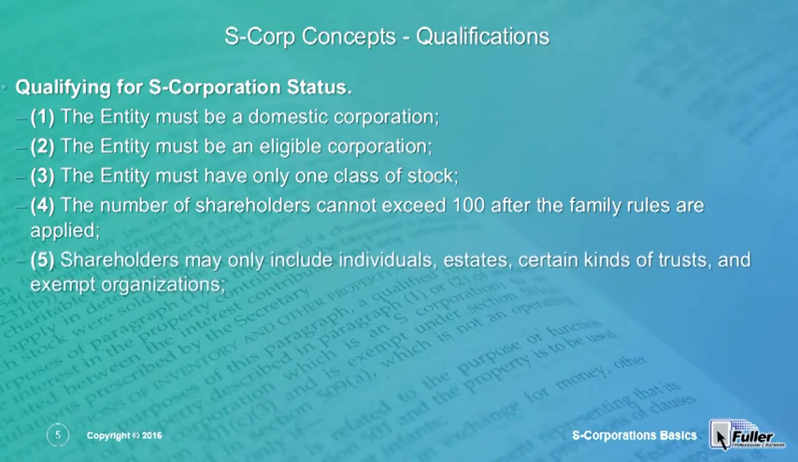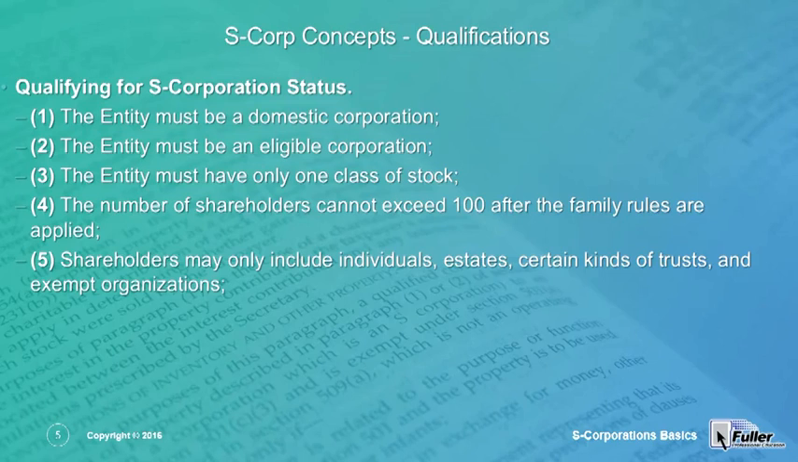Shareholders may only include, and this is important, individuals, estates, certain kinds of trusts, and there are some limitations on that we'll talk about, and exempt organizations. So that's it. That's your list. So what don't you see on here? Anything missing from this in terms of who can be a shareholder, types of shareholders? Partnerships, other corporations, businesses. Right. So you don't see any partnerships in the list, and you don't see any corporations in the list.